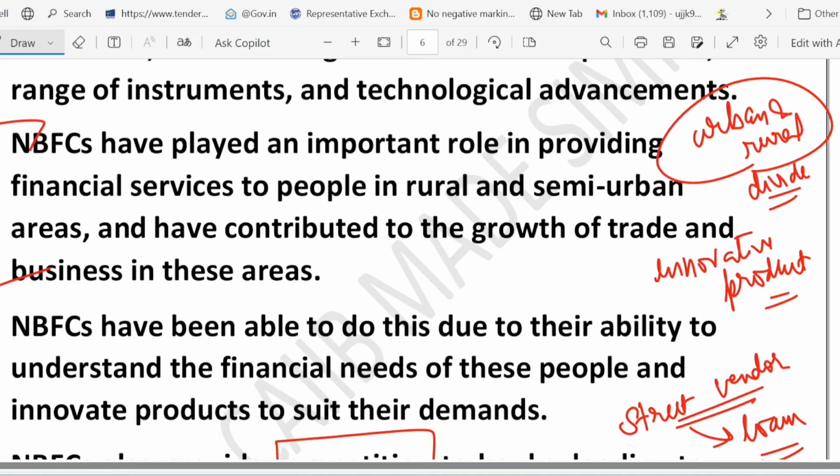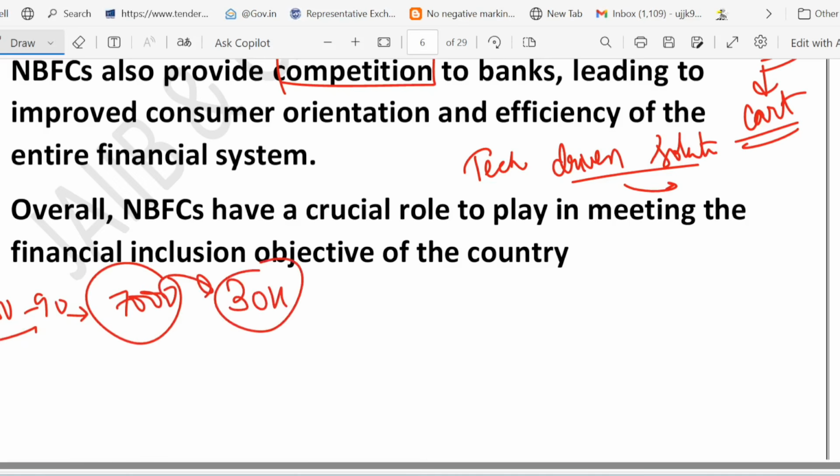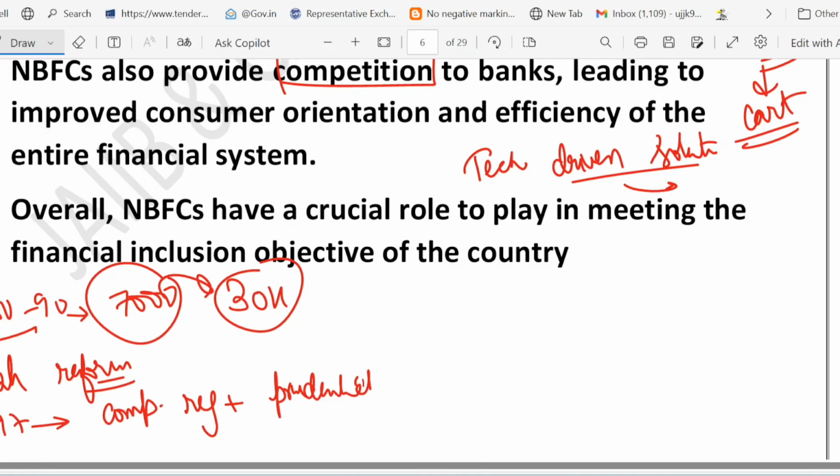So let's summarize the facts which we have just discussed. First of all, we talked about the 1980s to 1990. I told you earlier the NBFC number was 7,000 and it grew to 30,000, right? Massive growth. And RBI introduced the Shah Reform Committee. Then we talked about the 1997 rule, in which compulsory registration plus prudential norms were introduced. That means limits were capped on how much they can lend, how much they can deposit, everything had a limit. That's called prudential norms.